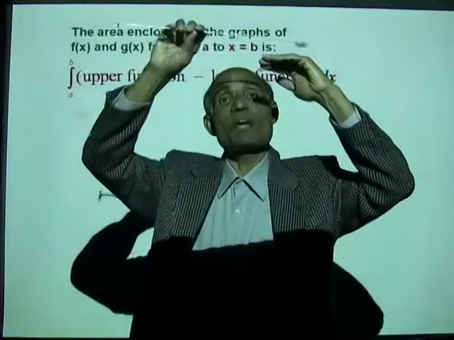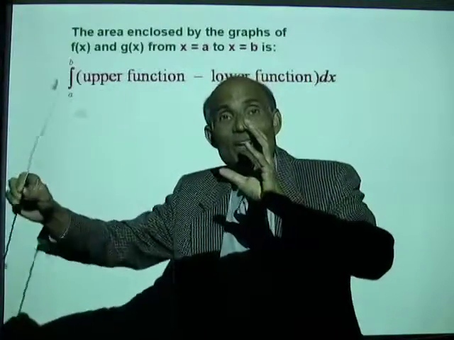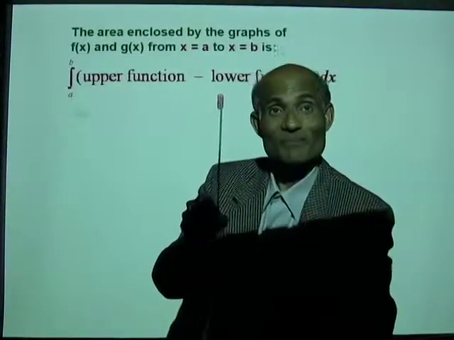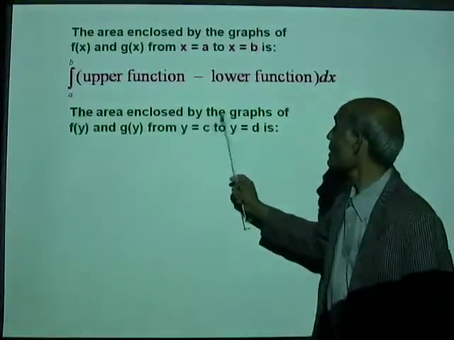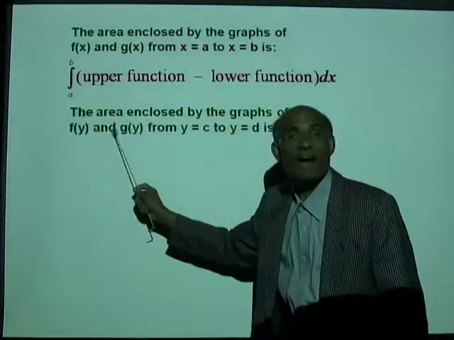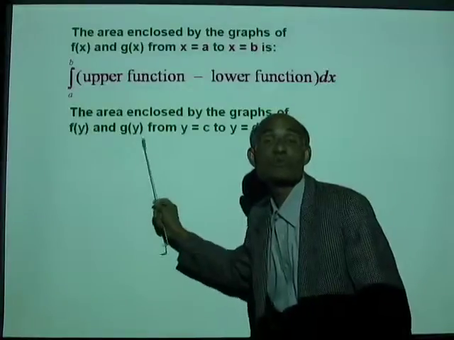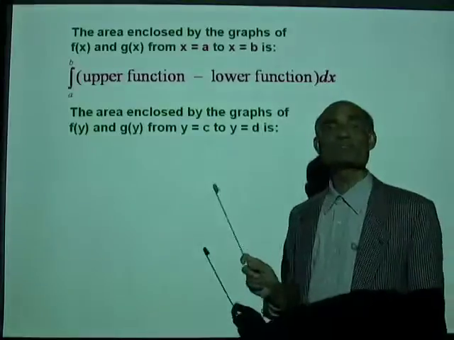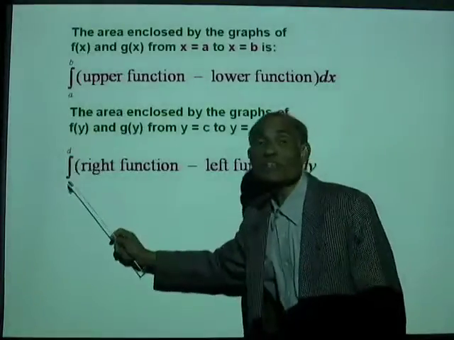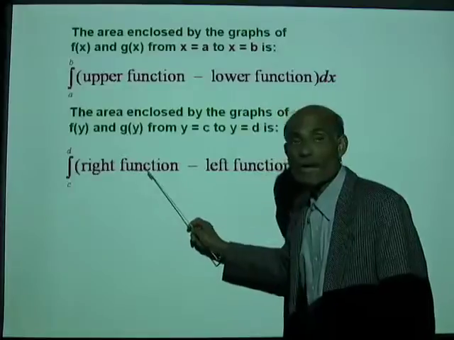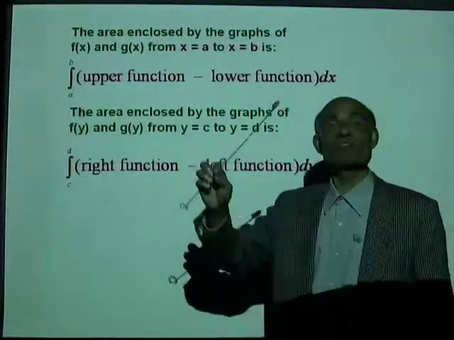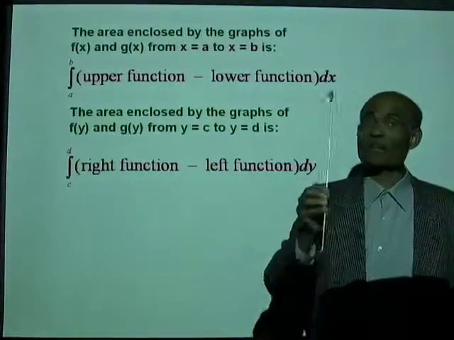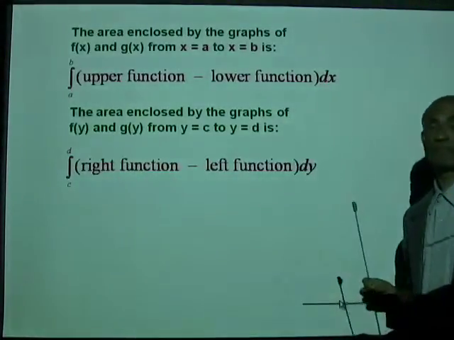Then instead of the upper and lower, you have the right function and the left function. Is that right? Yes. So the area enclosed by the graph of f of y and g of y, two functions of y, from y equal to c to y equal to d, will be integral c to d, the right function minus the left function. The function on the right minus the function on the left.